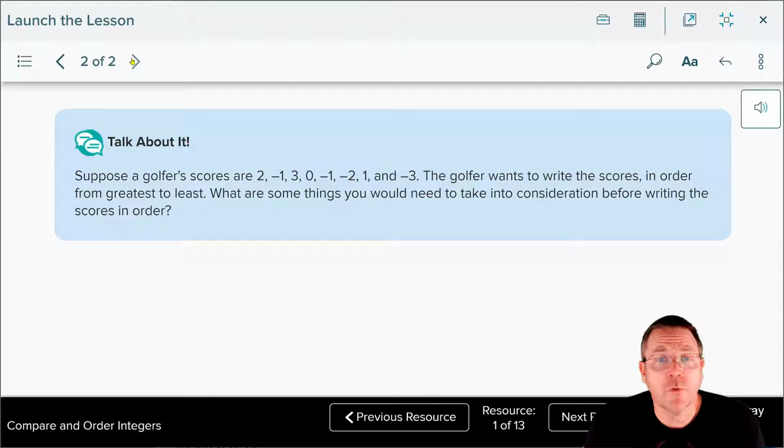Suppose the golfer's scores are 2, -1, 3, 0, -1, -2, 1, and 3. The golfer wants to write the scores in order from greatest to least. What are some things you would need to take into consideration before writing these scores? These are some of the things we're going to learn about in this lesson.